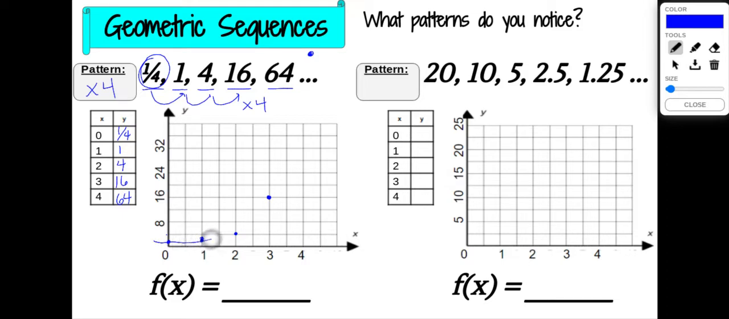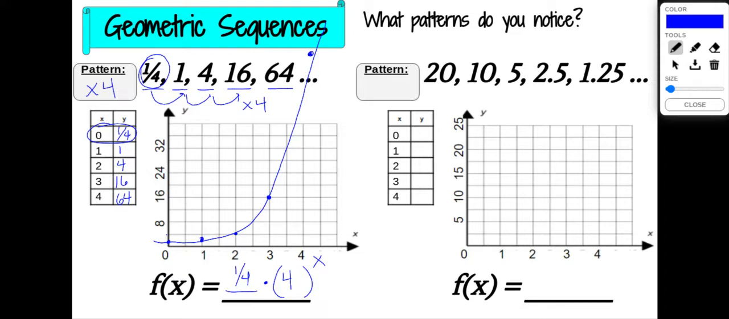What's happening? Very slow growth, but then very quickly. What type of growth is that? Exponential. Absolutely exponential. That's exponential growth. So if I'm going to write a function, remember that's a times b to the power of x. The a is the y-intercept, which is 1/4. And the b is the multiplier, which is times 4 times 4 times 4. So there's the function rule. It's an exponential function rule when we have a geometric sequence.